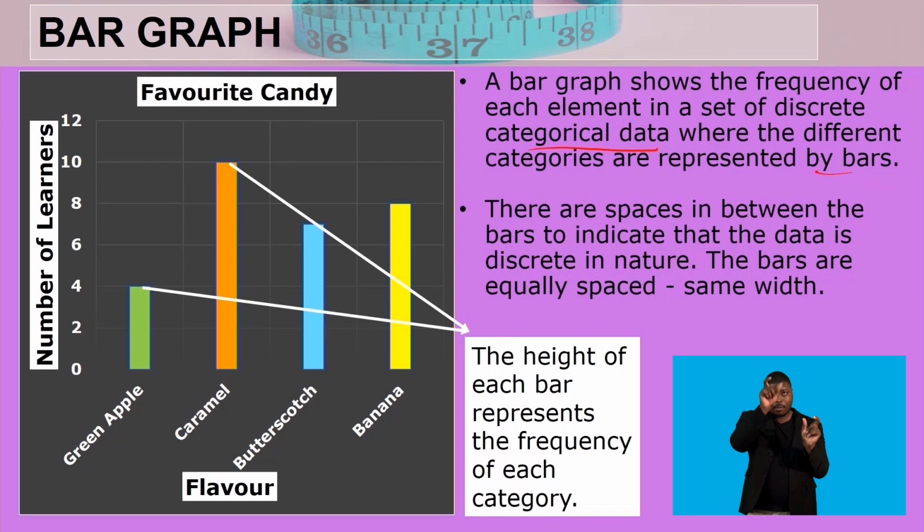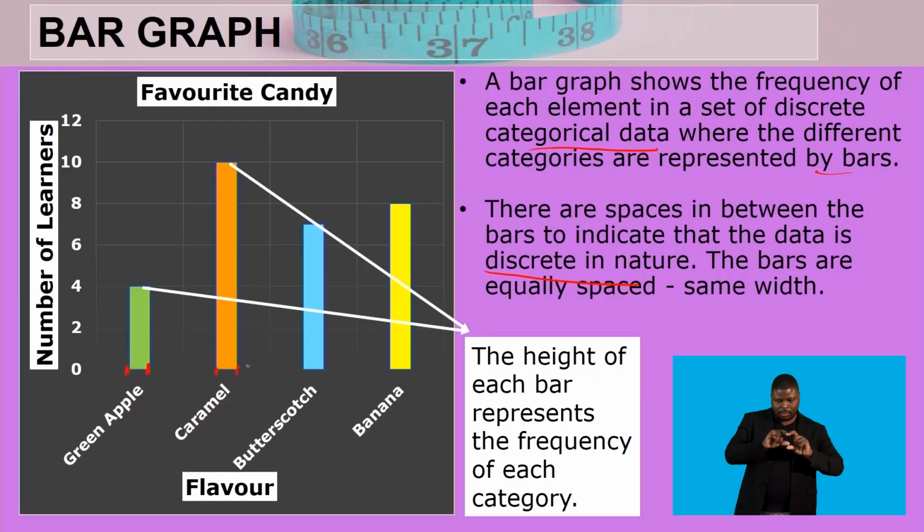So when you draw a bar graph, or when you see a bar graph, to be able to identify it, you must see spaces in between the bars, to indicate that the data is discrete in nature. The bars are equally spaced and have the same width. So the widths of the bars are the same, meaning the sizes of these bars are the same. Even the spaces in between are the same.